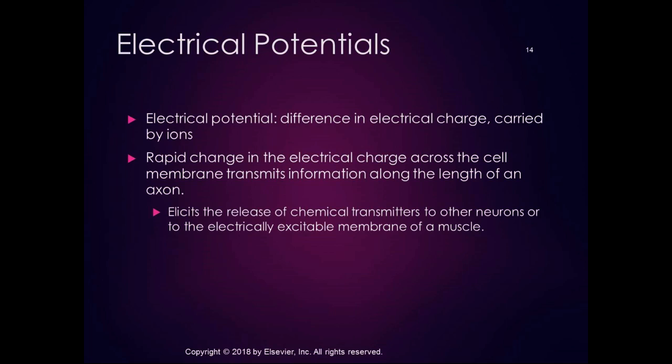So the difference in positive and negative charge inside and outside the cell membrane oppose each other to help control ion movements. So that unequal distribution of ions is what creates the difference in electrical charge on each side of the membrane. So rapid change in the electrical charge across the cell membrane transmits the information along the length of an axon. And then when it gets to the presynaptic terminal, it elicits the release of chemical transmitters to other neurons or other electrically excitable cells, like the membrane of a muscle or an endocrine gland.